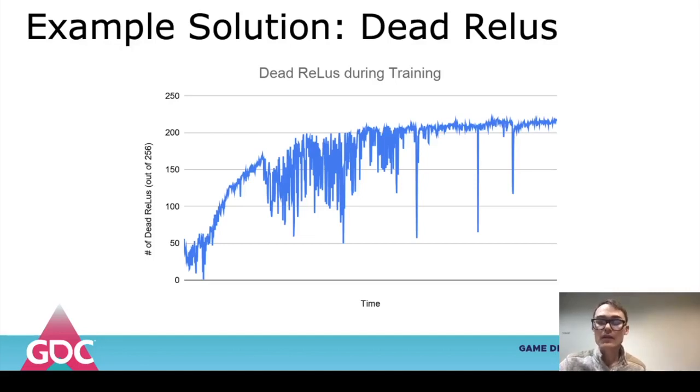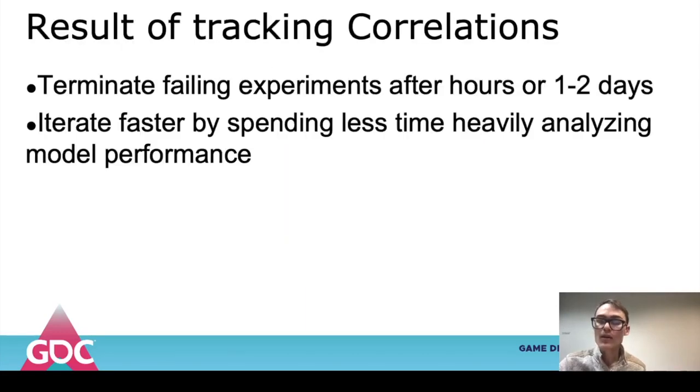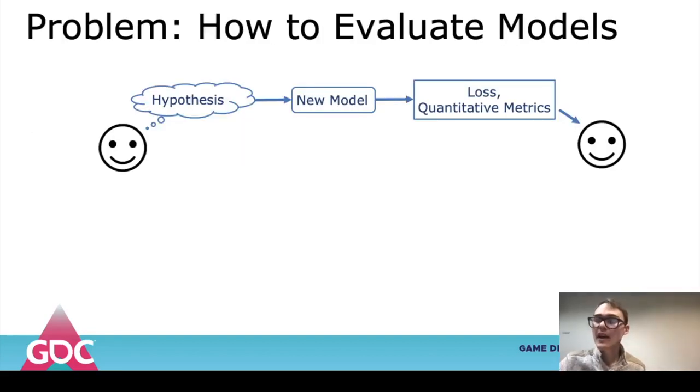The dead ReLU pattern changes drastically for different model architectures and for different experiments that we run, so watching this plot for absolute numbers and behavior changes over time can give us qualitative insights into the behavior of the model. Using these types of statistics, we can save a lot of training time, often killing experiments after a few hours or a day. Using these types of correlation also allows us to iterate faster by requiring far less time to analyze model performance.